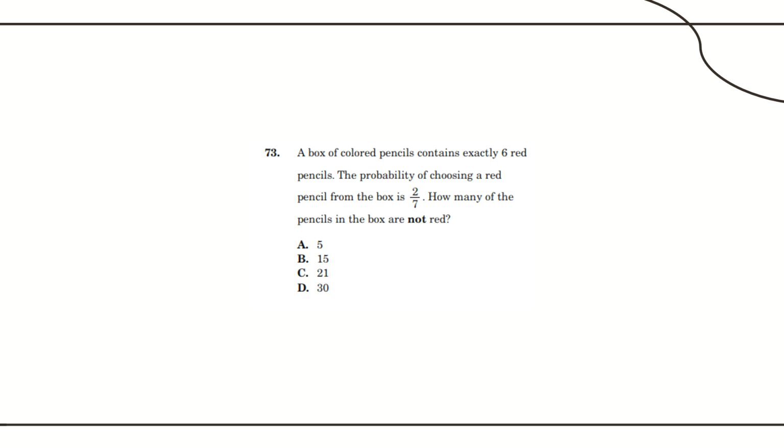Moving on to the next question, it says here a box of colored pencils contains exactly 6 red pencils. The probability of choosing a red pencil out of the box is 2/7. How many of the pencils in the box are not red? Okay, so we have 6 red pencils, and we know that there's a 2/7 chance of choosing a pencil that is red. So 2/7.